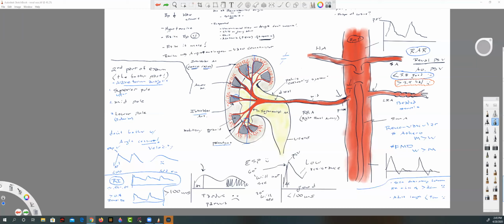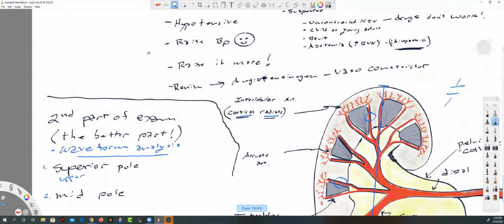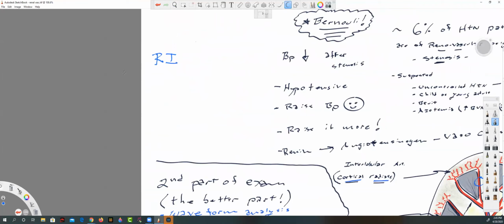Here, let me just write that down too. I'm gonna have to write it all the way up here though. Peak systolic velocity minus end diastolic velocity. In other words, this guy minus that guy divided by peak systolic velocity.